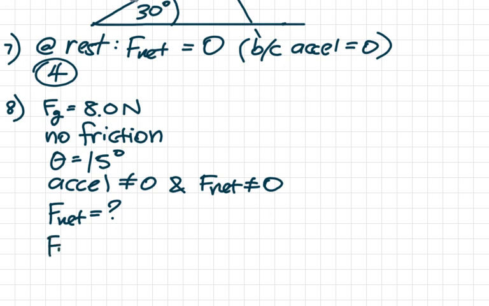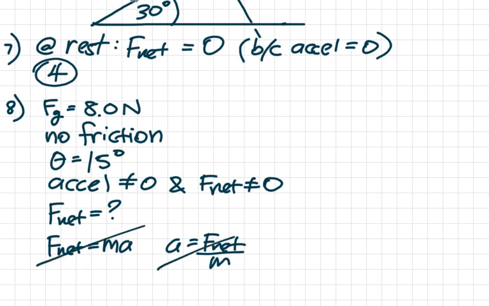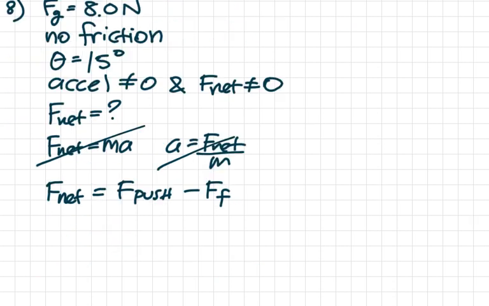Well, we could try F net equals ma, or a equals F net over m. That's how they're written on the reference table, but I'm not going to use either one of those because I have no idea what the acceleration is. So instead, I'm going to use the old standby F net equals F push minus the friction force, and there is no friction force. It said it's a frictionless ramp. So the net force is simply the pushing force.